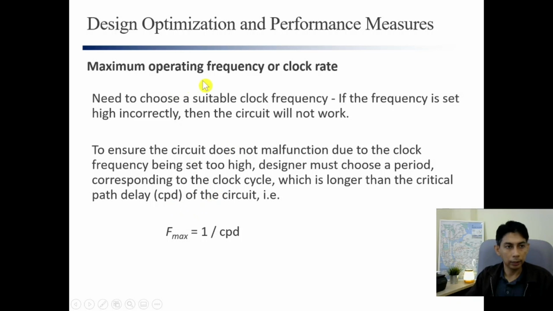This is the maximum operating frequency, or what we call the clock rate. This is the frequency of the clock that we feed to our design or to our system. We cannot just simply put any clock rate into our design, because there is a limitation to that. For example, when we give a very high clock rate to our design, such that our design cannot handle it, we may get the wrong output or wrong result. So this fmax, the maximum frequency, is defined by 1 over CPD.